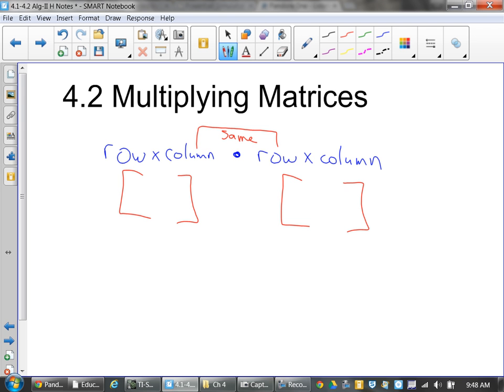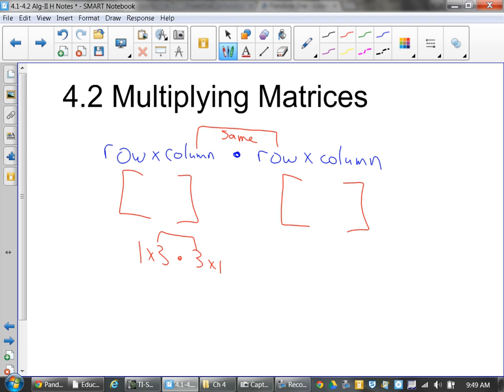Wait, so these are rows by column. Do the outside numbers have to be the same or no? No. The interior numbers have to be the same. Like Jared was saying earlier, a 1 by 3 and a 3 by 1. So it would be a 1 by 3 matrix times a 3 by 1 matrix. That would work because these two are the same numbers. Okay. So you could do 1 by 3 times a 1 by 3? Correct. Could. No. But you could do like a 1 by 3 times like a 3 by 4.